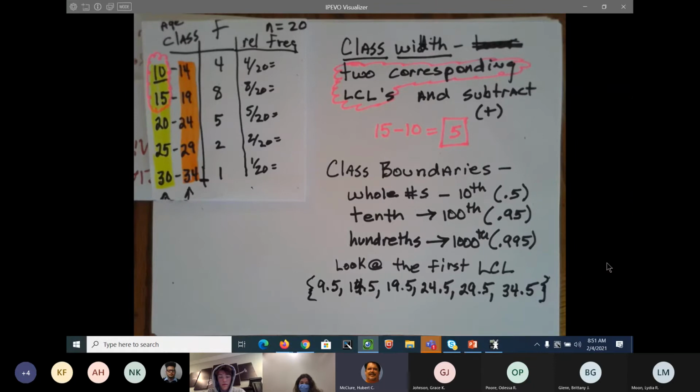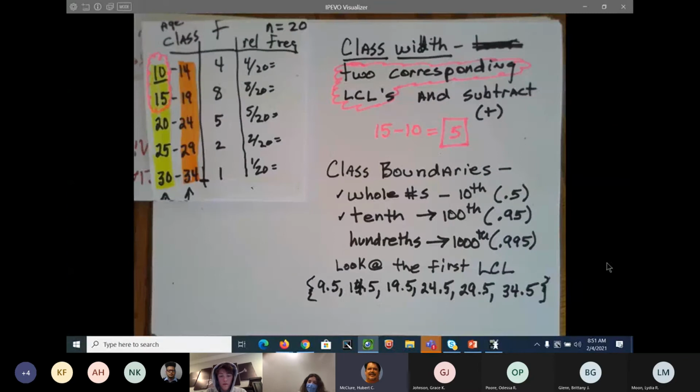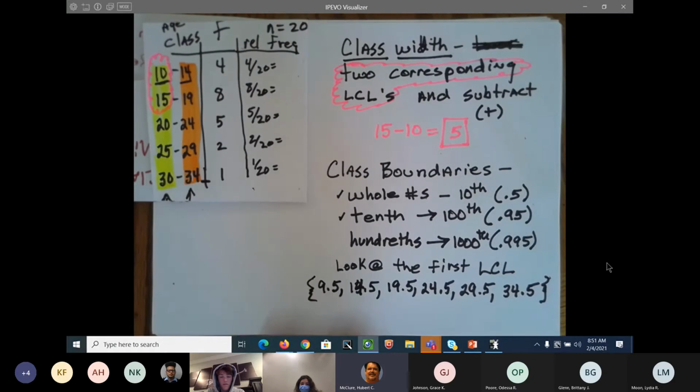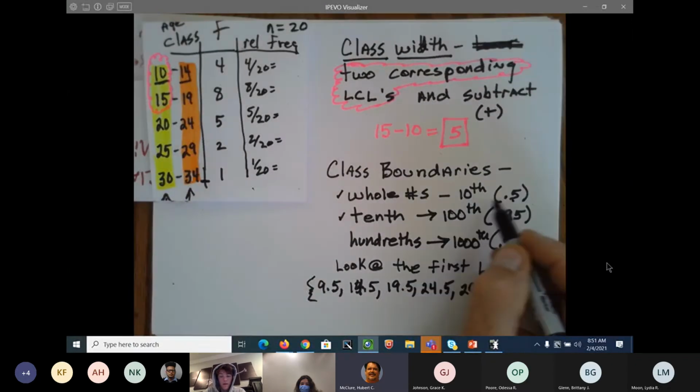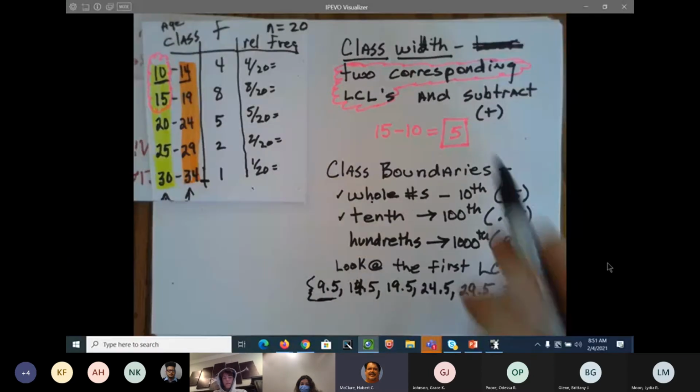So the first thing you do for your class boundaries is you first establish what you have. Most of the time in your homework and tests, you're going to have whole numbers, and then you might have some that are to the 10th. But this one is whole numbers. See, 10 and 14, they're whole numbers. Pick the first one. I picked the 10. What comes before 10? 9. Add the 0.5 because you're dealing with whole numbers. So that would be 9.5. And then you just start adding the class width.